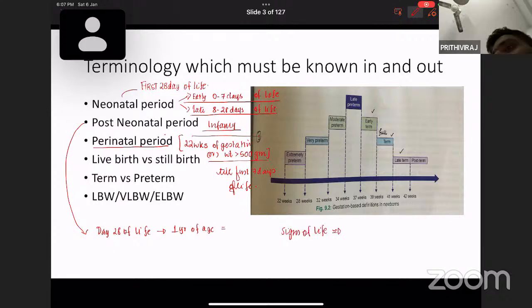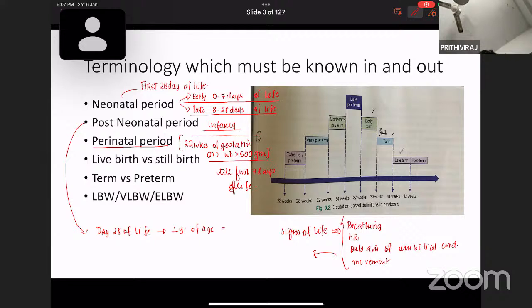What are the signs of life which will tell that the child is alive? One is breathing. Another is heart rate, pulsation of the umbilical cord, and finally, movement. If any one among these is present in that product of conception, then that product is showing some signs of life. Then that is known as live birth.